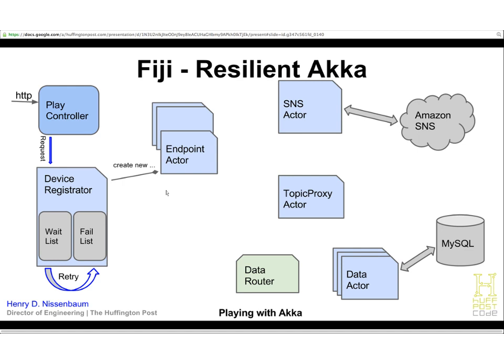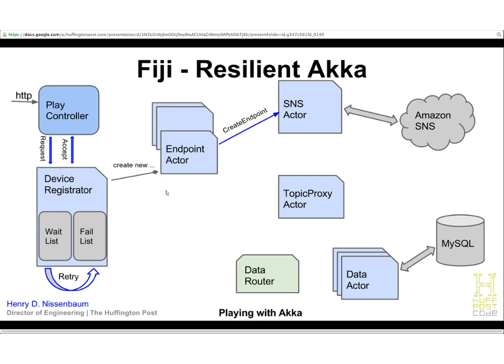If we ran out of resources, the request would go onto the wait list. In this case, it's actually creating a new endpoint actor, and we're going to follow along the life of this endpoint actor. I'm going to skip through some of the details toward the end, because it's probably less interesting to you if you're not part of the Huffington Post. But what is important is that we create the new endpoint actor.